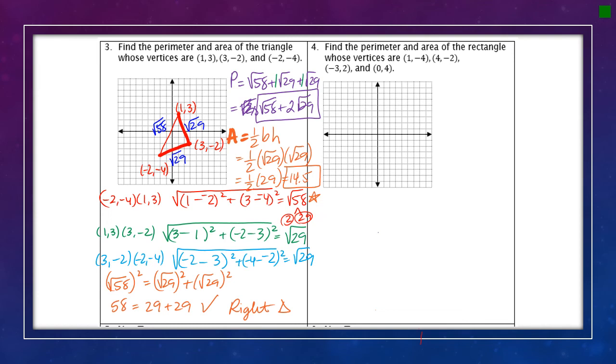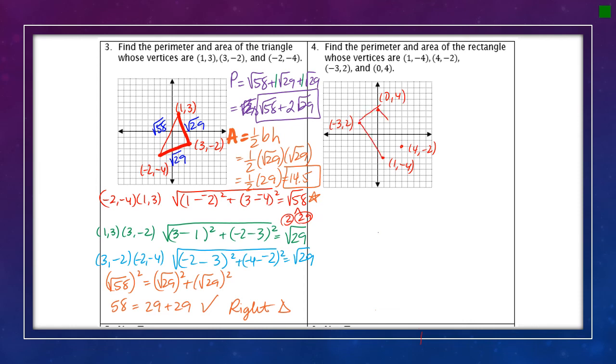All right, now let's do a rectangle. So we're going to plot our points first. 1, -4, 4, -2, -3, 2, and 0, 4. So now you can kind of see the rectangle.